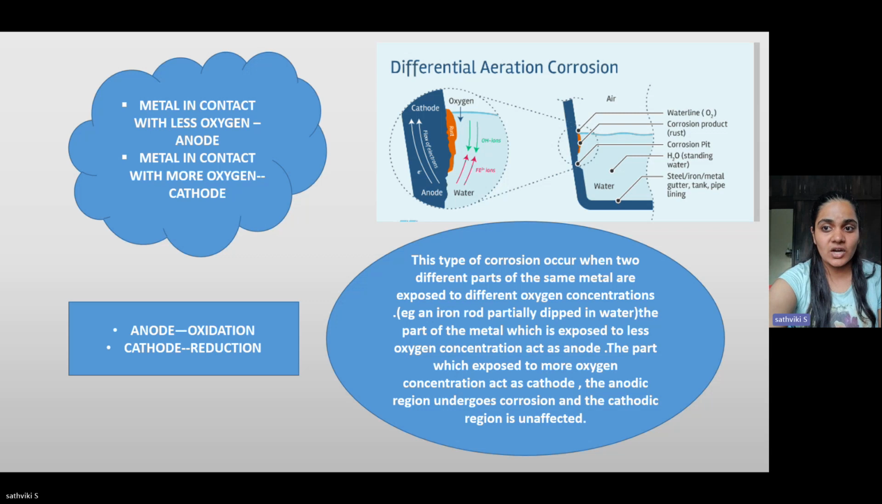supplies of oxygen concentration. For example, when an iron rod is partially dipped in water, the part of the metal which is exposed to less oxygen concentration acts as the anode. The part which is exposed to more oxygen concentration acts as the cathode. The anodic region undergoes corrosion and the cathodic region stays unaffected.